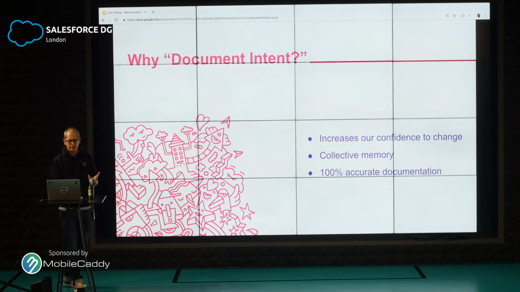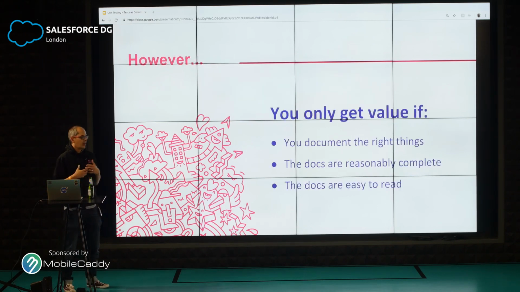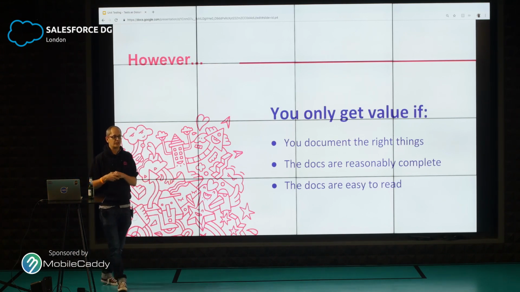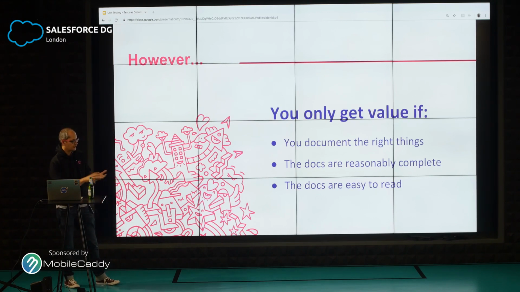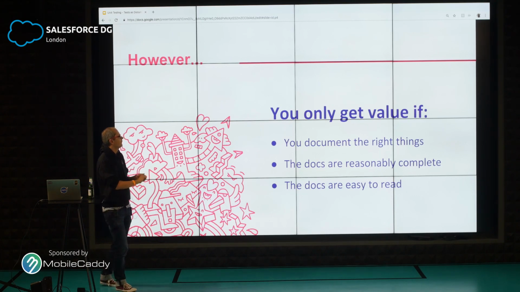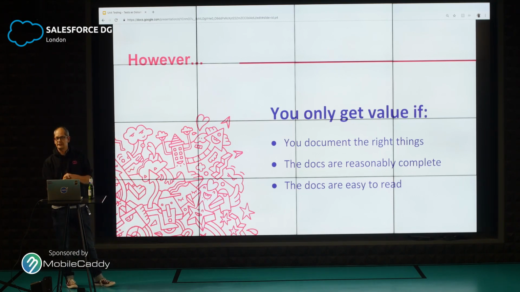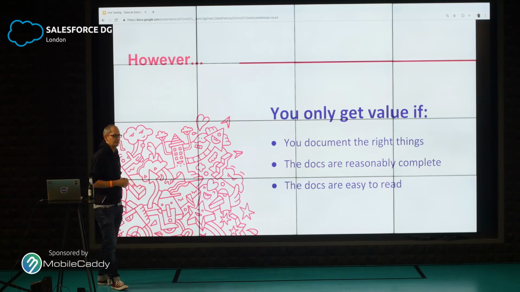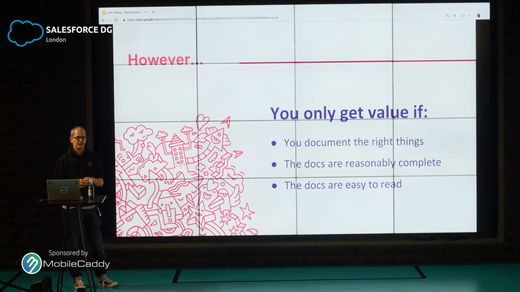So the question is, I think, how do you make good documentation out of your tests? You need good documentation in order to get value out of it. There's no good in writing documentation that you cannot derive value from. And the three things, again, I come back to these three things, I'm a big fan of three things. You only get value if you document the right things, and that your documentation is reasonably complete. It can't be exhaustive, but if it's reasonably complete, you can get a lot of value out of it. And the third point being that it has to be easy for you to read so that you can understand it when you reach it.